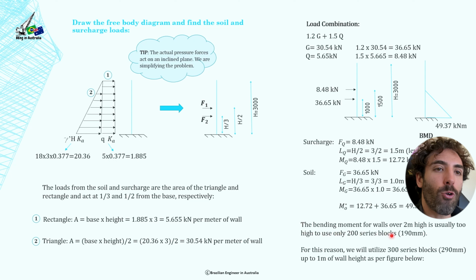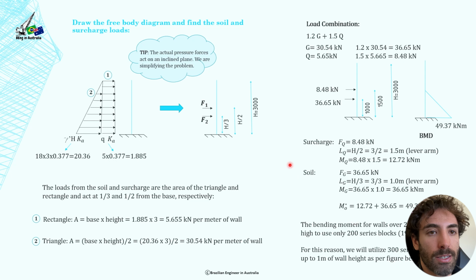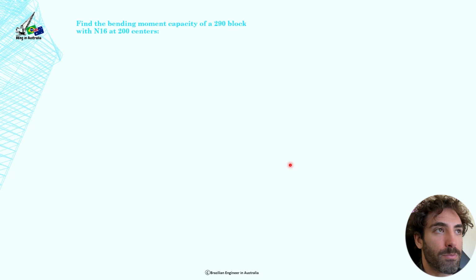So the bending moment for walls over 2 meters high is usually too large to use only 200 series blocks. The 200 series blocks are masonry blocks of 190 millimeters. What I'm saying here is that if you have a wall that is, let's say, 2.2 meters or 2.4, anything over 2 meters high, you want to use a thicker, wider block. So for this reason, we will utilize 300 series blocks, which are 290 wide, up to 1 meter of wall height, as per the image below. I'm going to show this image in the next slide, and you can understand what I'm saying here.